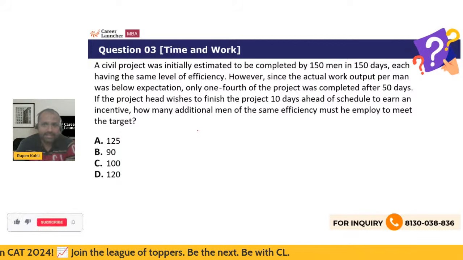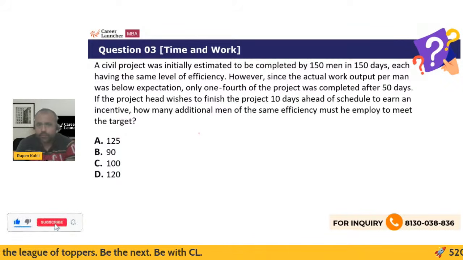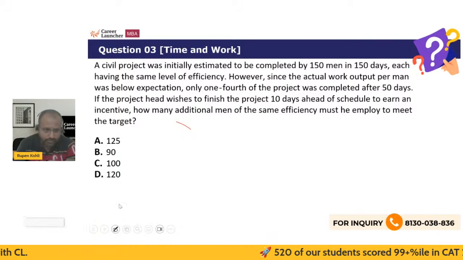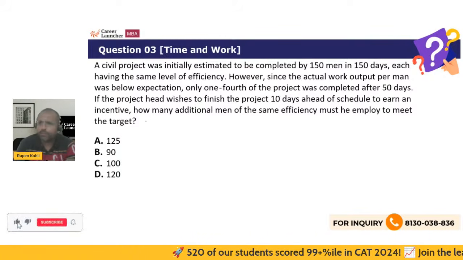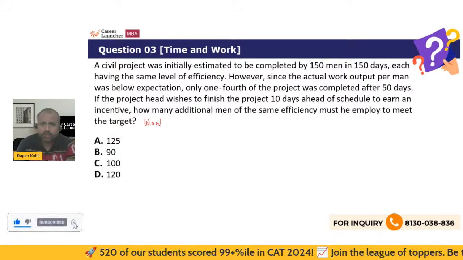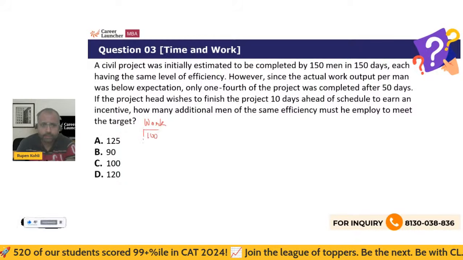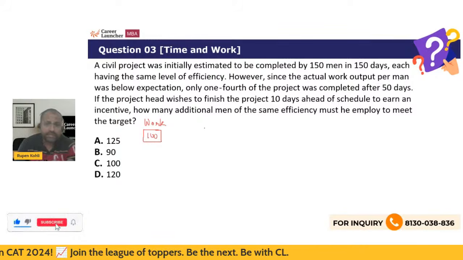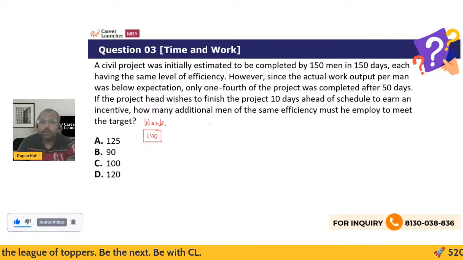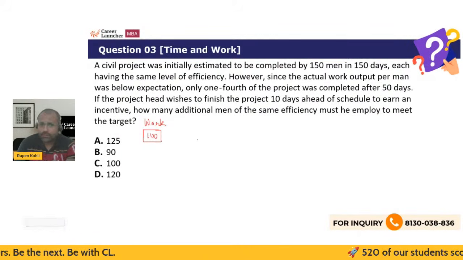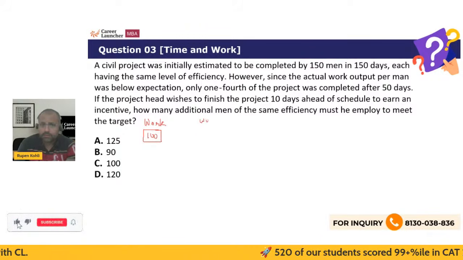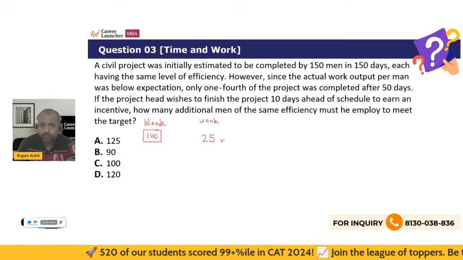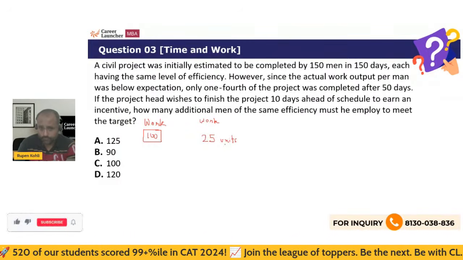right? Incentive. Good. So, what I'll do is I'll quantify the work first of all as 100 units, right? That would make life easy. I'm taking the work to be 100 units, total work. Okay. So, what I will say, 1/4 means 25 units of the work. How much work was done? Initially, 25 units was done, right? In how many days? 50 days.